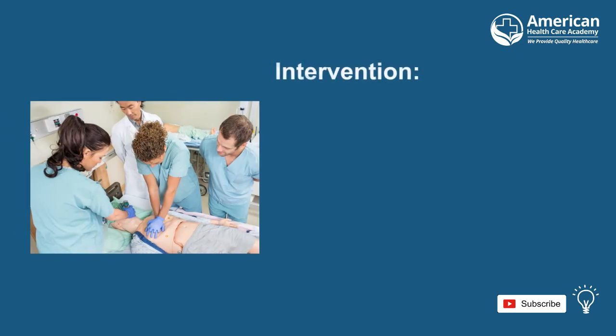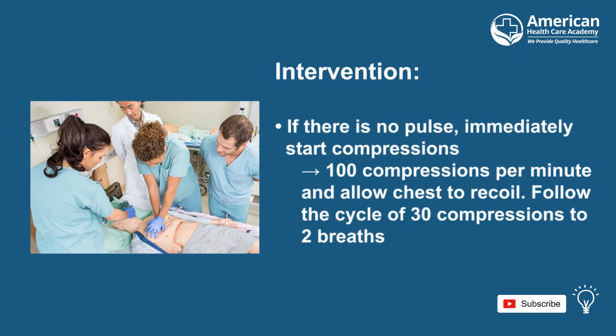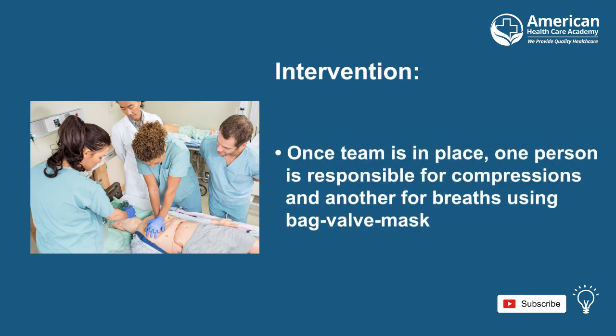Now start the interventions. If there is no pulse, immediately start compressions at a rate of 100 compressions per minute and allow his chest to recoil. Follow the cycle of 30 compressions to 2 breaths. Once the teams are in place, one person will be responsible for the compressions and another for breaths using a bag valve mask.